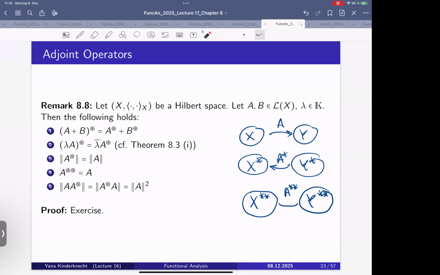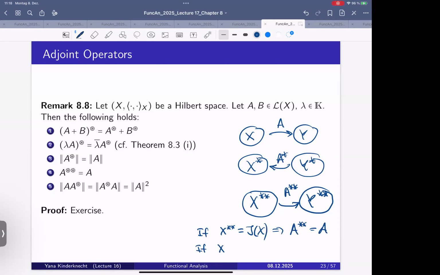This is my question. From left to right. Yes, exactly. And now, if X is reflexive, so if X two stars is the same as X, hence A two stars is just A.